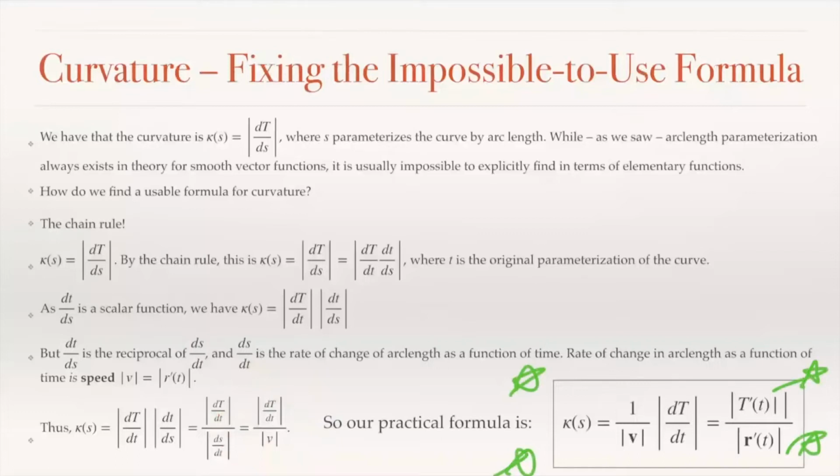But even in that case, that means the speed is 1, and this is just as fast to find or compute, essentially. Yep, so these two forms are equivalent. dT/dt is T prime, and v is r prime. Okay, and that is kappa of s, but really we should say kappa of t, since the right-hand side is t.